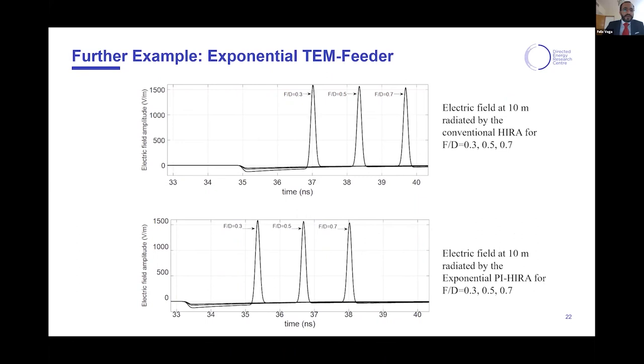Here we have a further example. We did it for a focal to diameter relationship of 0.5. So we repeat the analytical expression. This is not simulation, this is just the analytical expression for an F/D ratio of 0.3, 0.5, and 0.7. In the three cases it was done for the conventional era on top and for the exponential profile at the bottom. You can see that in the three cases there are a few percentage points of difference, but this is practically the same result. A few percent is less than 1% of difference.